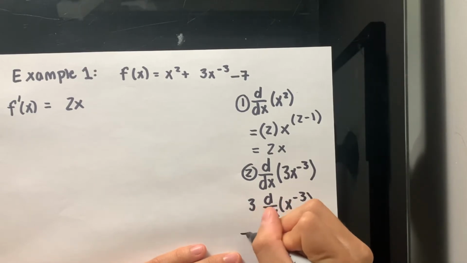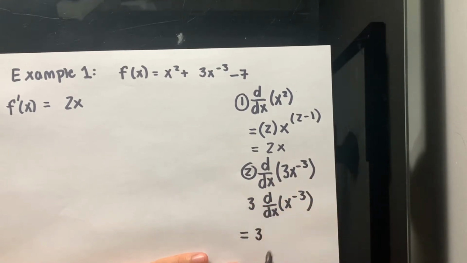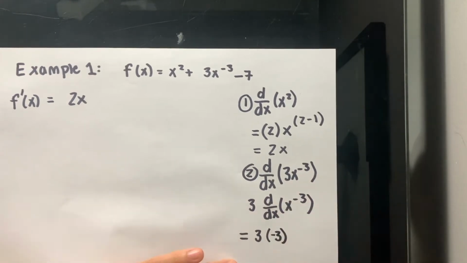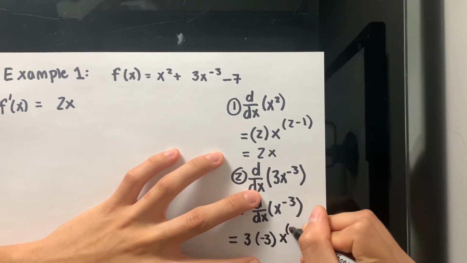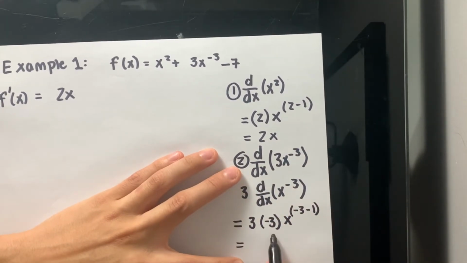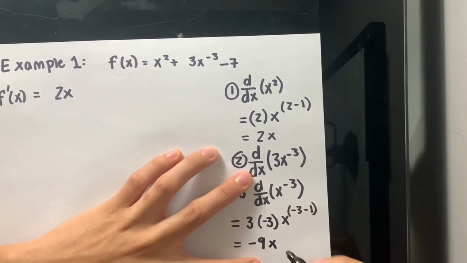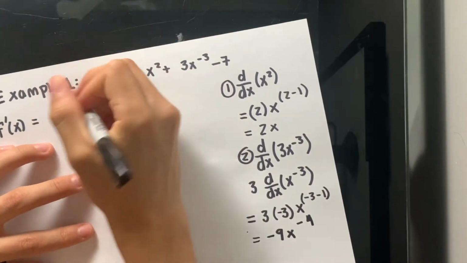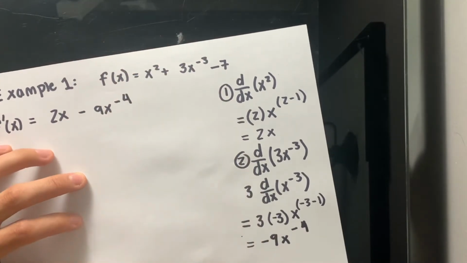So the power rule says that we bring down the n. That's the original 3 right here, multiplied by n, which is negative 3, multiplied by x to the power of n minus 1. So in this case, it's negative 3 minus 1. This gives me 3 times negative 3, which is negative 9, times x to the power of negative 4. So let's put that in. Negative 9x to the power of negative 4.